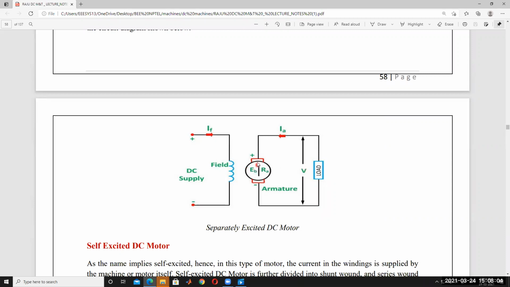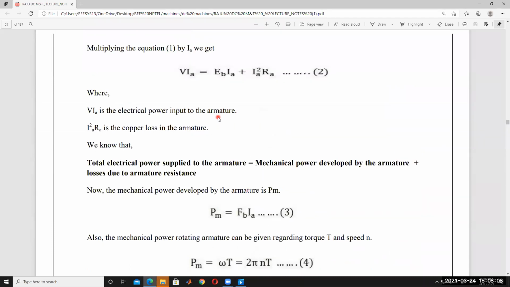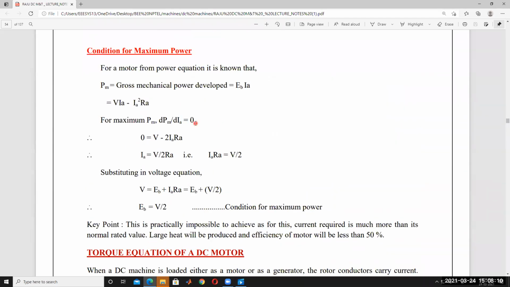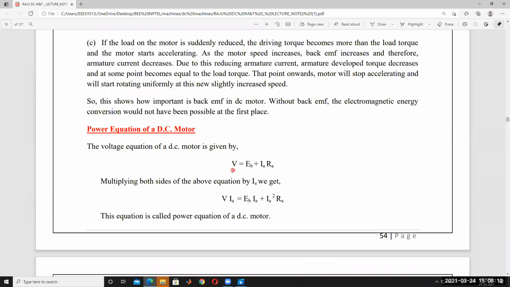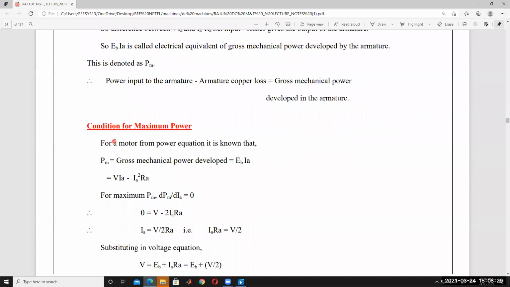V is equal to Eb plus Ia into Ra. This is called the voltage equation. And then multiply by Ia: V into Ia is equal to Eb into Ia plus Ia square into Ra. And then by doing like this, we get the condition for maximum power.